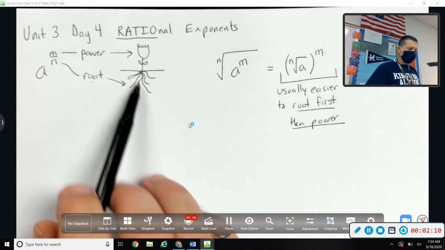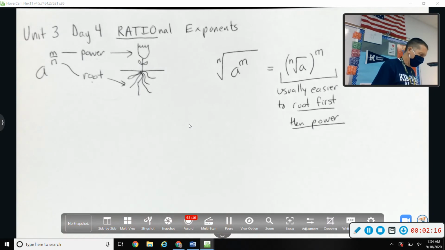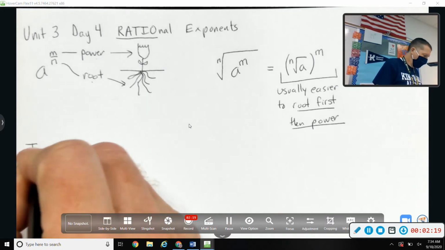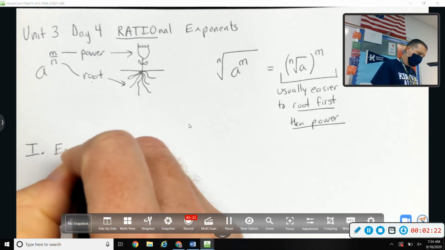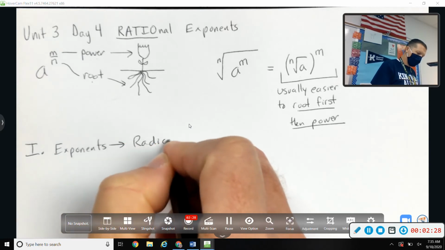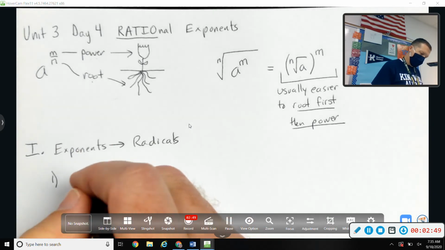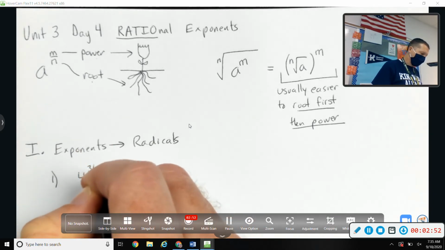And that fits with our silly little flower analogy over here, right? The roots grow first, and then the flower pops up later. All right, we're going to do 3 things with these. So 3 Roman numerals. We're going to turn exponents into radicals. Then we're going to turn radicals into exponents. And then we're going to do some equations with exponents. And that follows exactly the worksheet in terms of the order of problems.